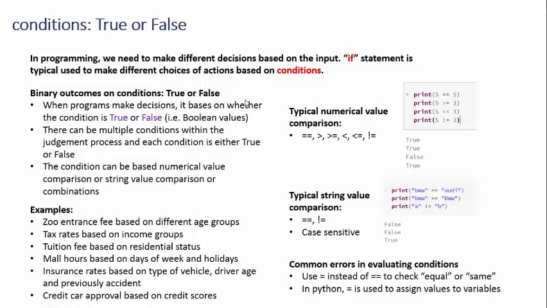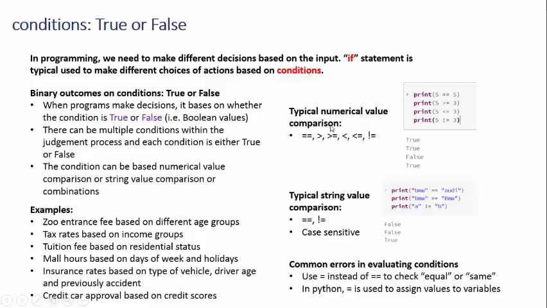Sometimes the condition can be fairly complicated, but we're going to start from the simple ones and build complicated conditions in the future. For complicated conditions, it all starts with the smaller, simple ones, and we can combine those together. There are typically numerical value comparisons as well as string value comparisons.